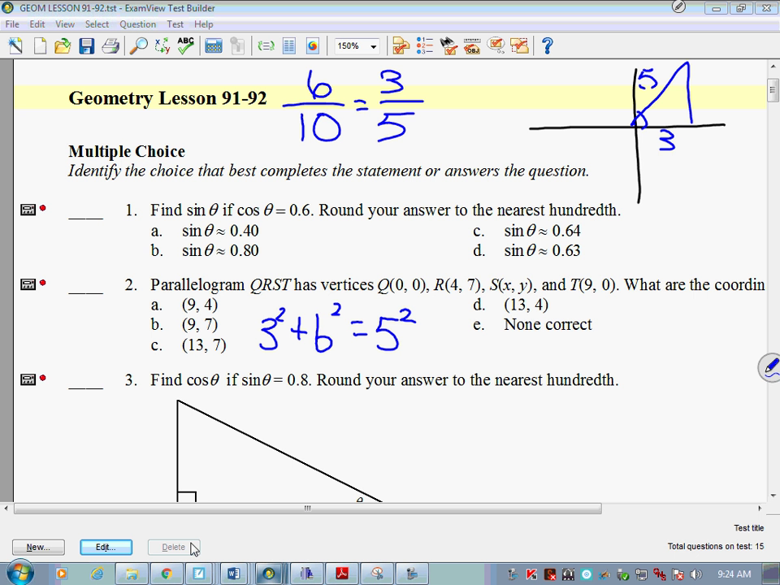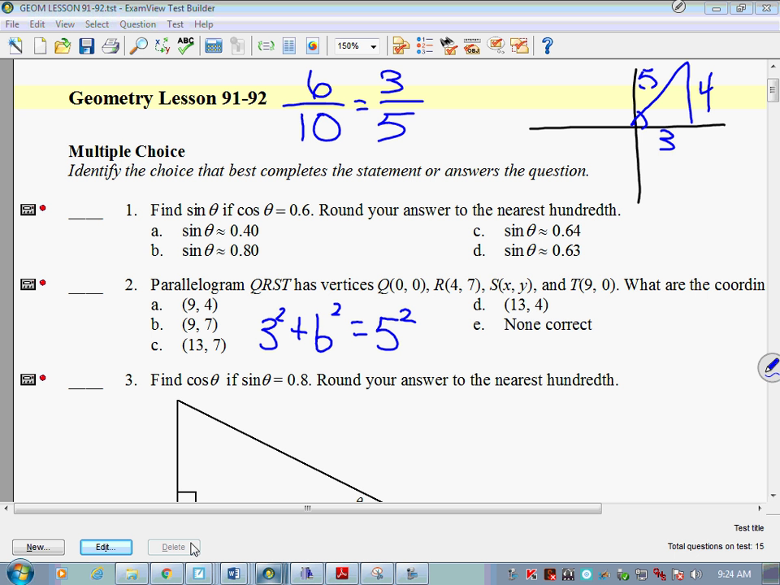So I know that 3 squared is 9. I know that 5 squared is 25. I'm going to subtract 9 from 25. I'm going to get 16. The square root of 16 is 4. So I know that this guy right here is 4.